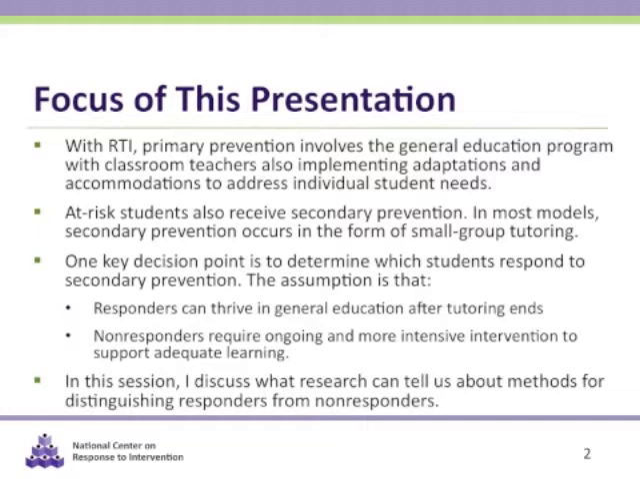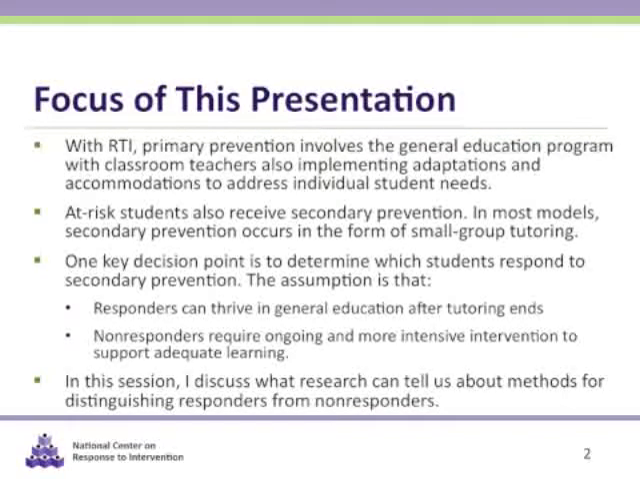The first level is primary prevention, where the classroom teacher delivers the classroom instructional program while implementing adaptations and accommodations to address individual student needs. At-risk students also receive secondary prevention. And in most RTI models, secondary prevention occurs in the form of small group tutoring.